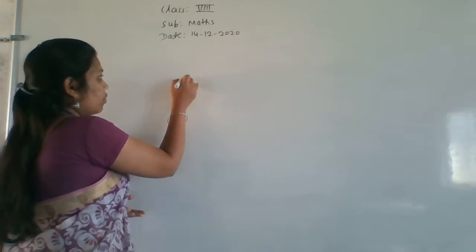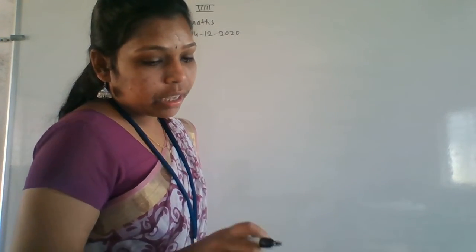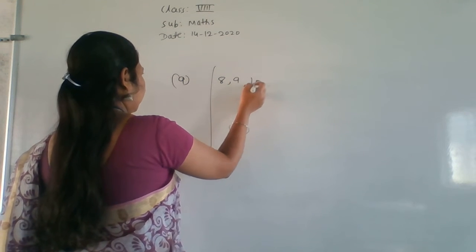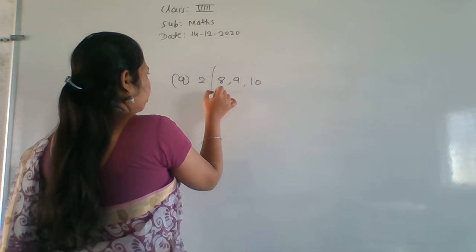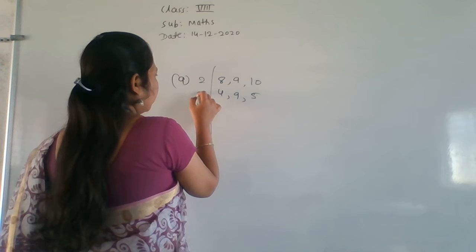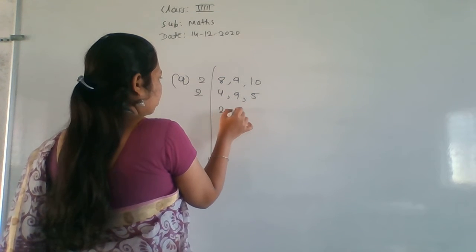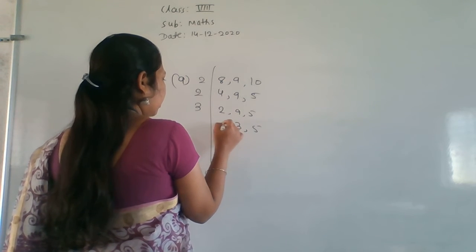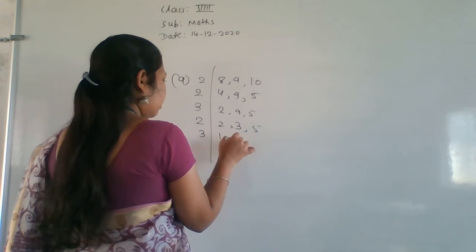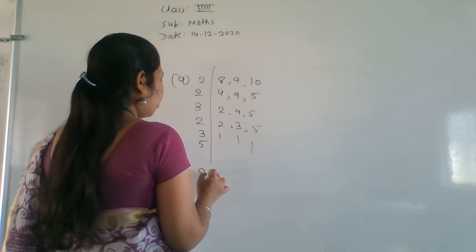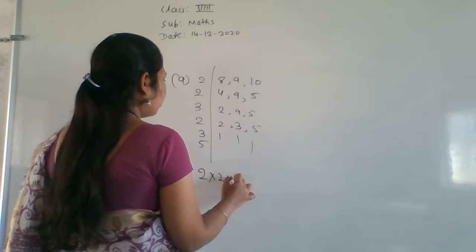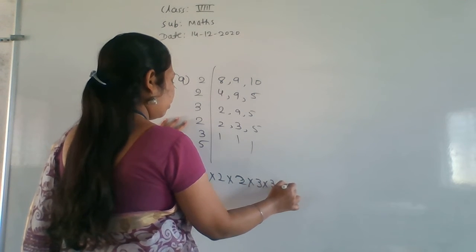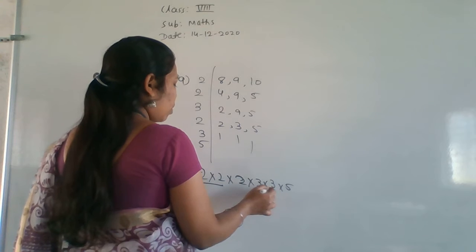So we first find the LCM of those numbers, that is 8, 9, 10. What is the LCM of these? Dividing by 2, then by 2, then by 3, and by 3 and 5. So what is left here? 2 into 2 into 2 into 3 into 3 into 5. These two pair up, and these two pair up.